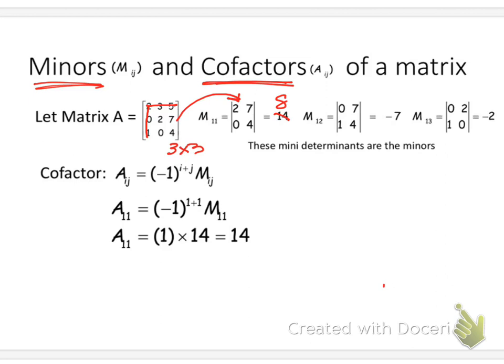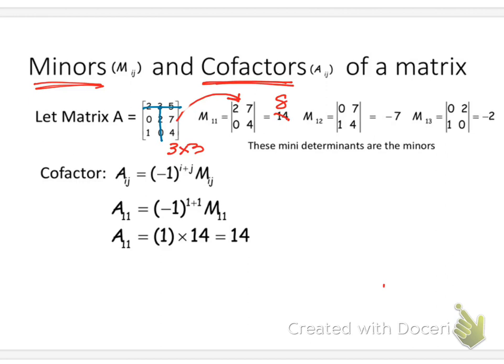Okay, look at the next one. So I'm going to erase what I have here. And now, let's instead find minor 1, 2. That means that we're going to get rid of row 1 and get rid of column 2. So what matrix do we have? We have 0, 7, 1, 4, and 0 times 4 is 0, minus 7 times 1, so minus 7 is my determinant.